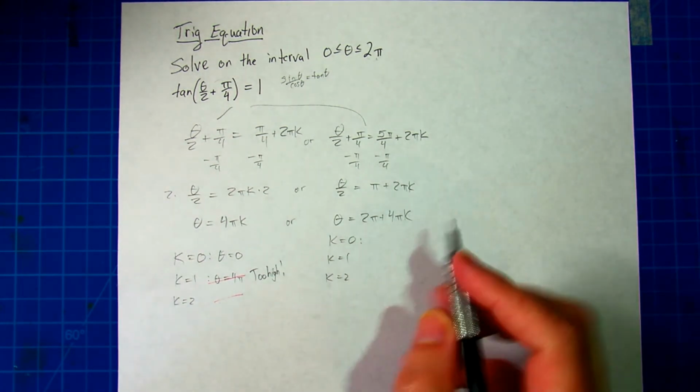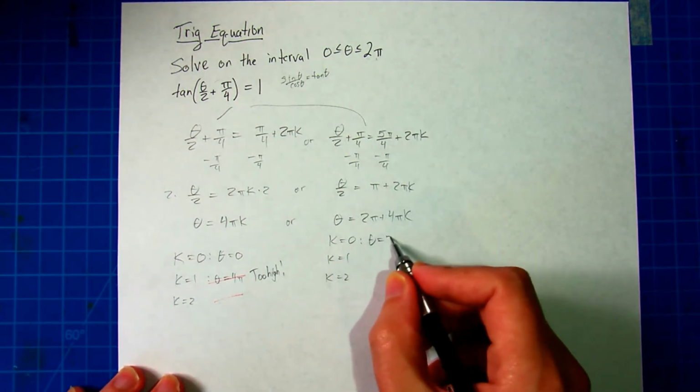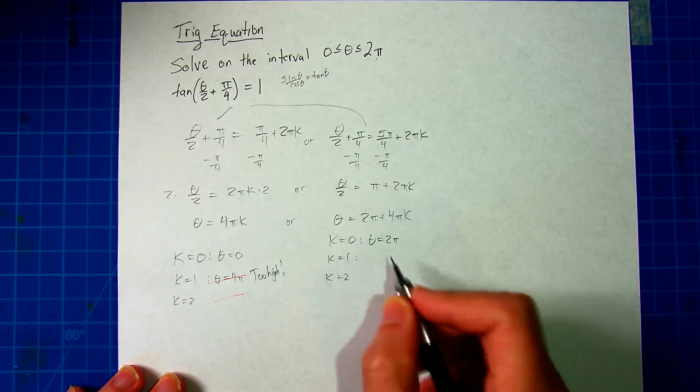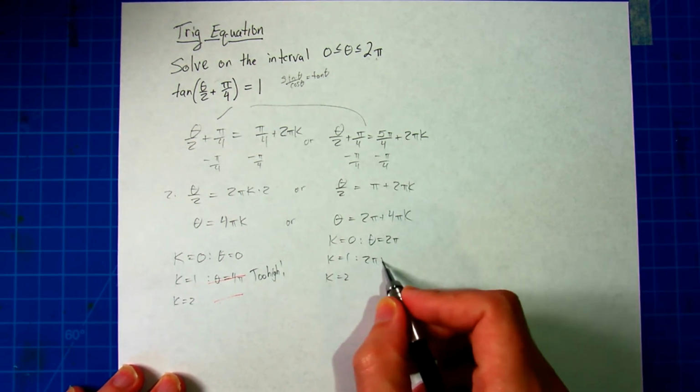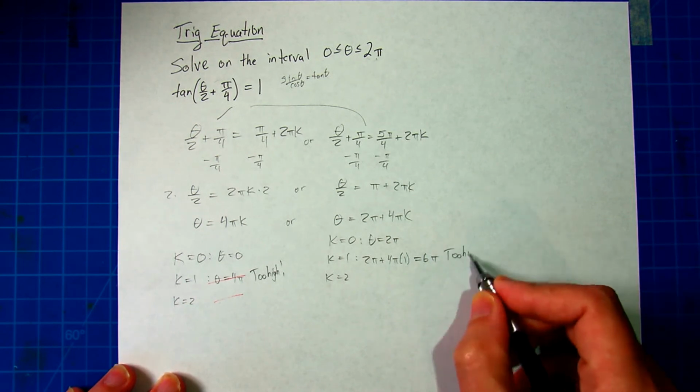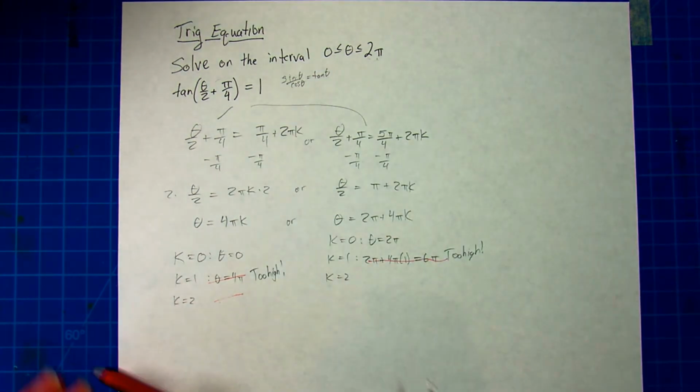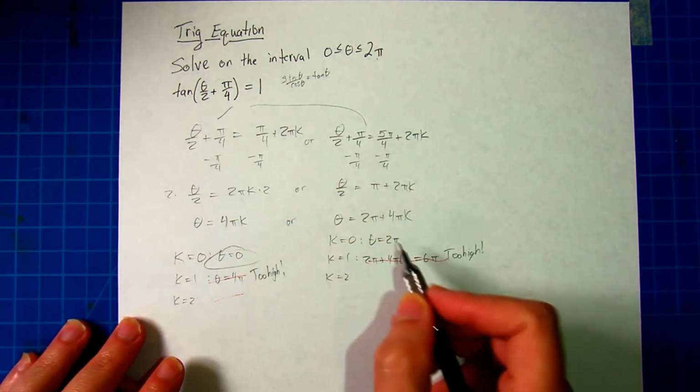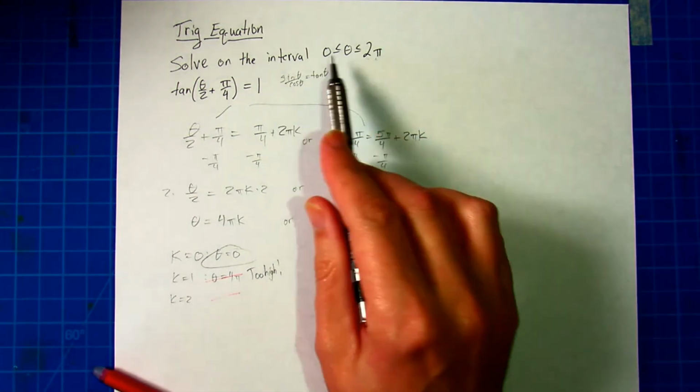Similarly here, when k equals 0, we get theta is 2 pi. When k equals 1, we put 1 in, 2 pi plus 4 pi times 1 equals 6 pi. So it looks like these are only two solutions in that interval from 0 to 2 pi.